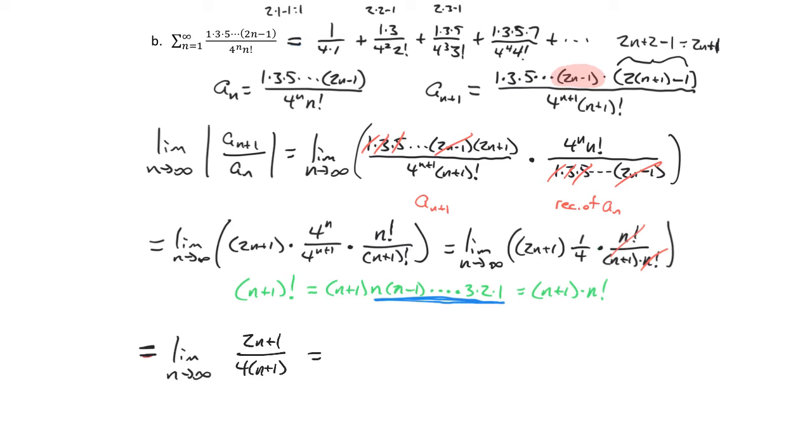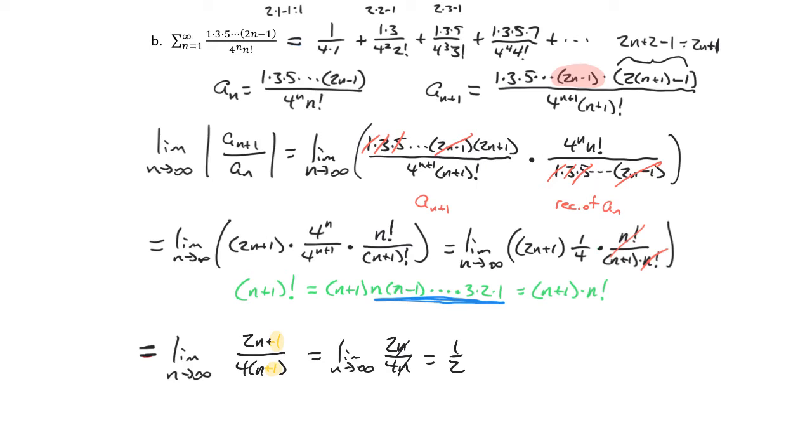If I do that, just like before, anything that doesn't have an n in it, in this case, will not really be significant. For large values of n, in 2n plus 1, the 1 is insignificant. For large values of n, the 1 in the n plus 1, in the denominator there, is insignificant. So we end up with 2n over n. This is going to be the same thing as the limit as n goes to infinity. I said that wrong. 2n over 4n, which reduces to 2/4 or 1/2.